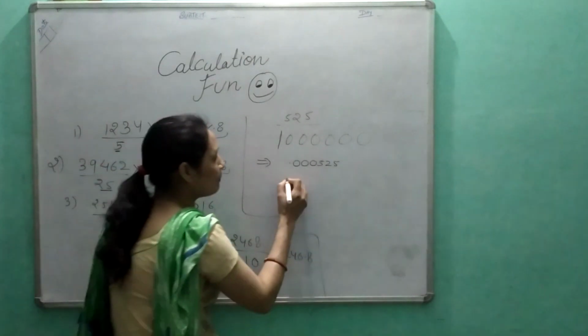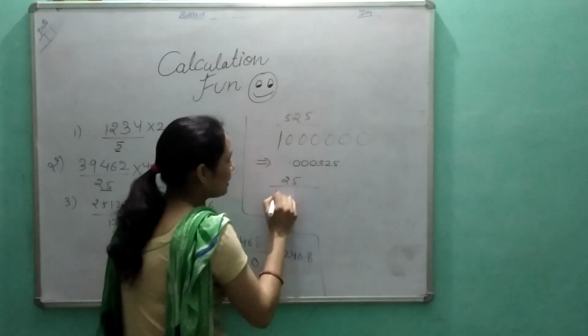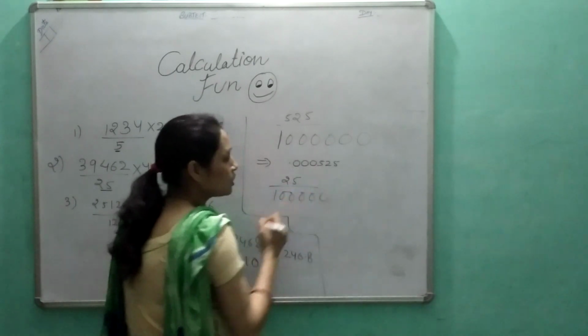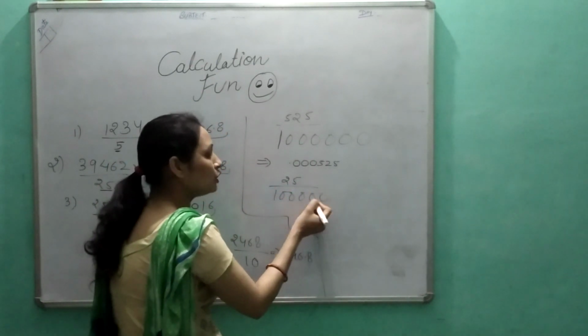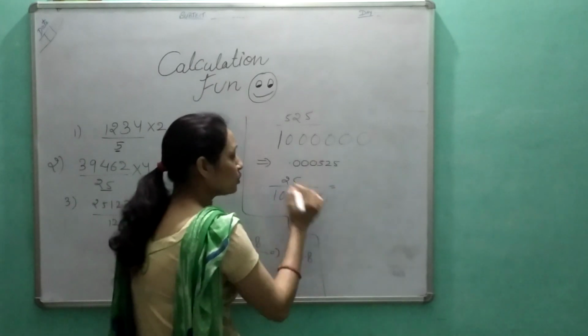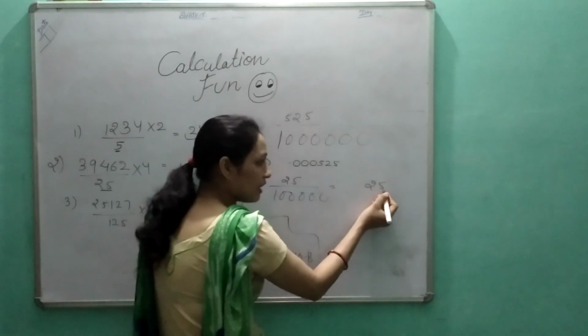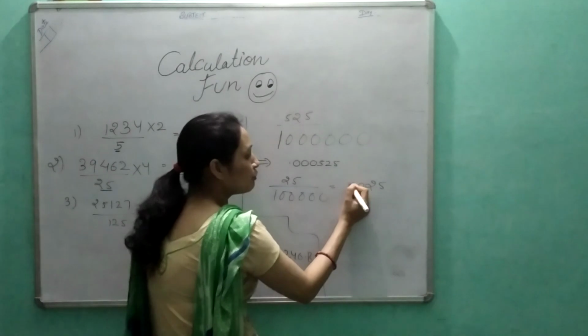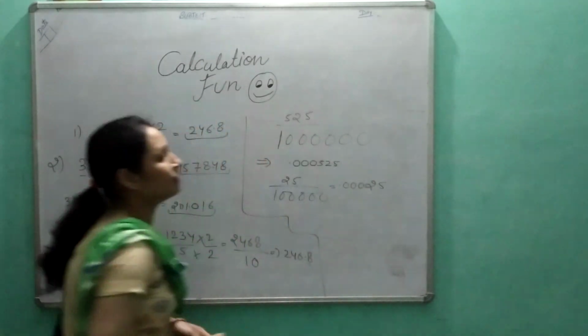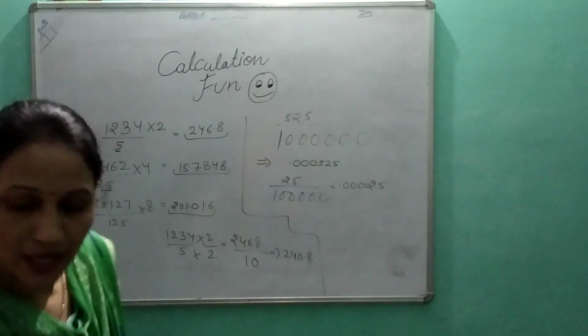Take one more example. 25 divided by 100000. So how many zeros in the denominator? 1, 2, 3, 4, 5. So there is only 25, 5 and 2, 1, 2, 3, 4, 5, and after that we will put the decimal.